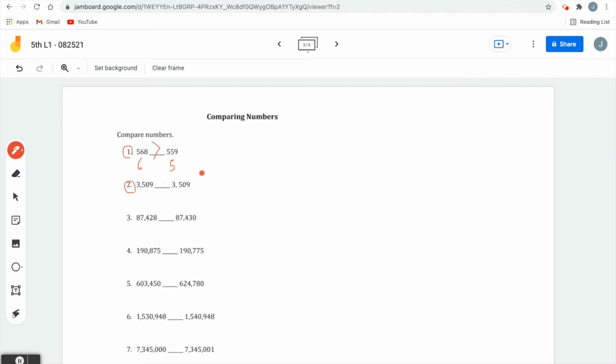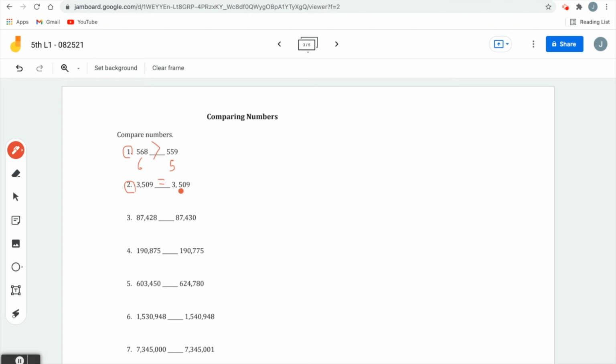Then let's do one more example. We are going to do number 2. We have 3,509 and 3,509, which shows that they are the same. So I'm going to write this sign. That means these two numbers are equal to each other.